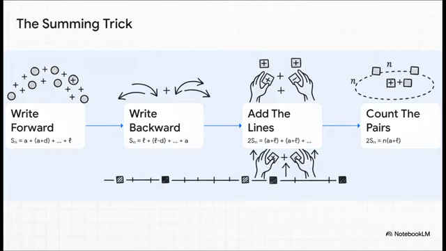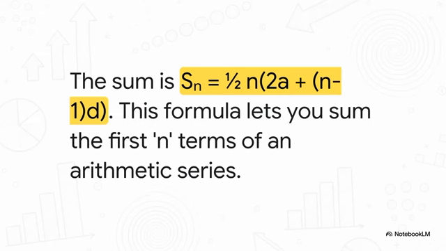You take your sum and you write it out. Then, right underneath, you write the exact same sum but backwards. Now add those two lines together, one column at a time. Here's the magic part. Every single pair adds up to the exact same number, the first term plus the last term. And since you have n numbers in your list, you have n of these identical pairs. It's just so clever. So after all that clever rearranging, we're left with this powerhouse of a formula.